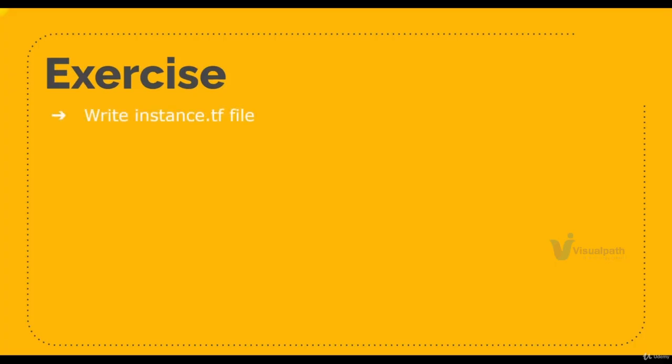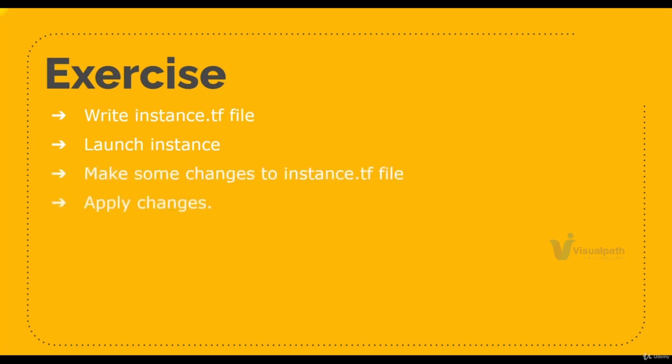We'll write an instance.tf file. Okay, a Terraform file ends with .tf. We're going to execute it and launch the instance. Then we'll make some changes to those instances, and then we're going to apply Terraform again, and we'll see how Terraform maintains the state. If your EC2 instance is not in the state as defined in your file, then it's going to reapply the changes. Okay, then what are you waiting for? Let's get started with Terraform.